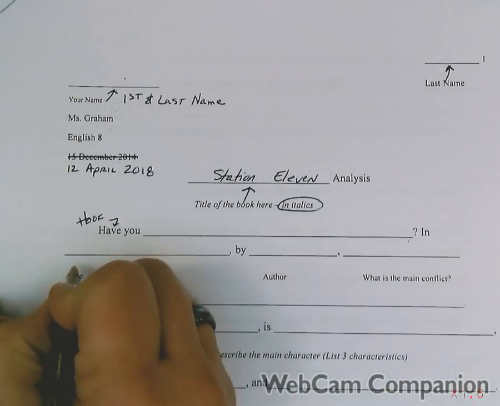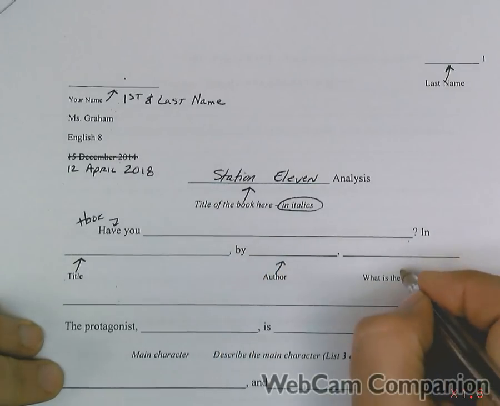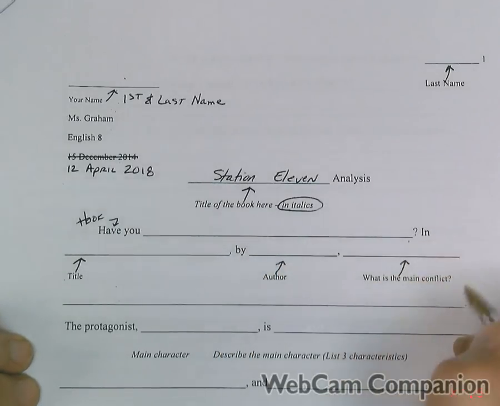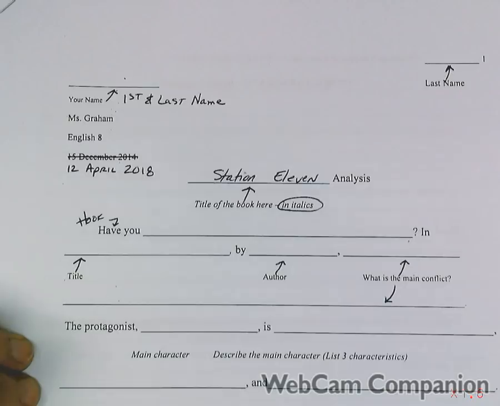Then we're going to put the title of the book again, the author, and what is the main conflict? All right? What is the main conflict?